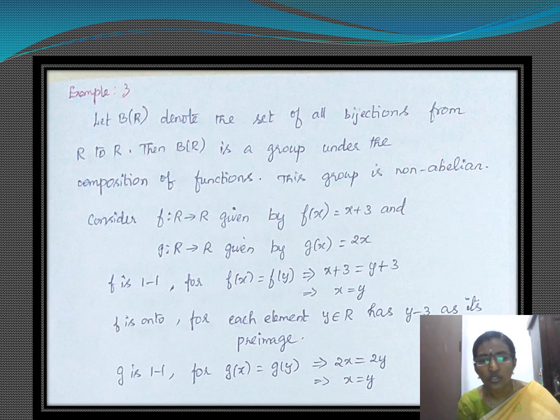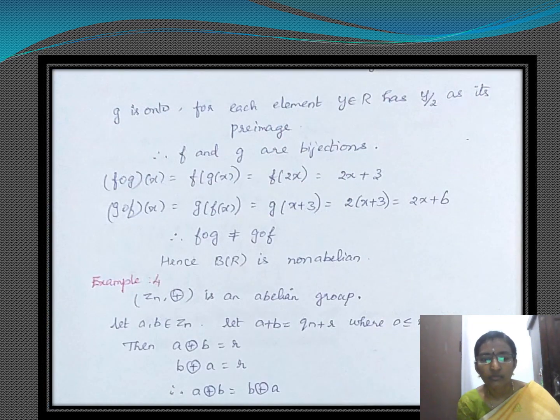Likewise, for g also, we have to check the two properties, 1-1 and onto. To prove g is 1-1, g of x equal to g of y, which implies 2x equal to 2y, which implies x equal to y. Therefore, g is 1-1. To prove g is onto, take y belongs to R, then we can find a pre-image y by 2 which belongs to R. Therefore, g is onto. Then g is also a bijection.